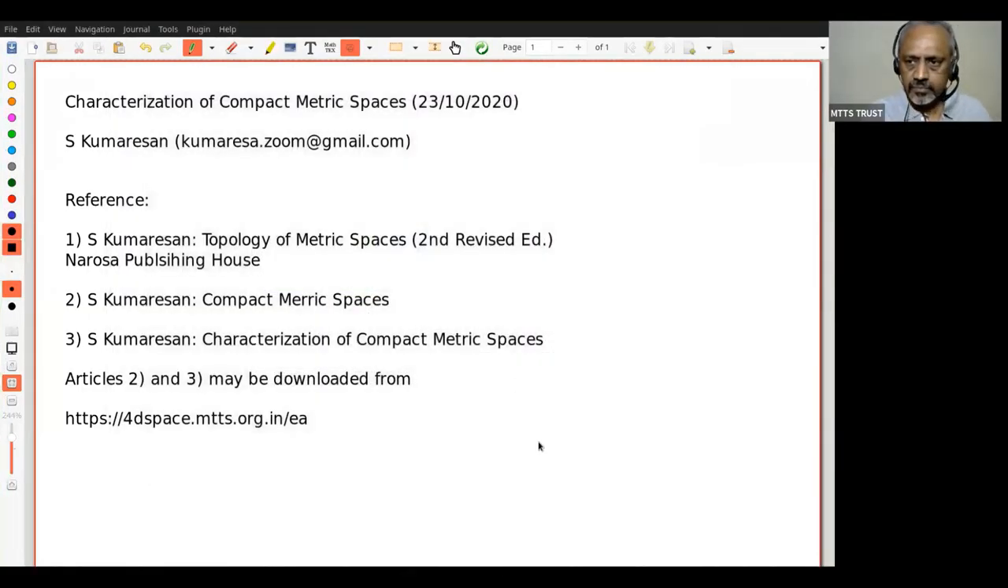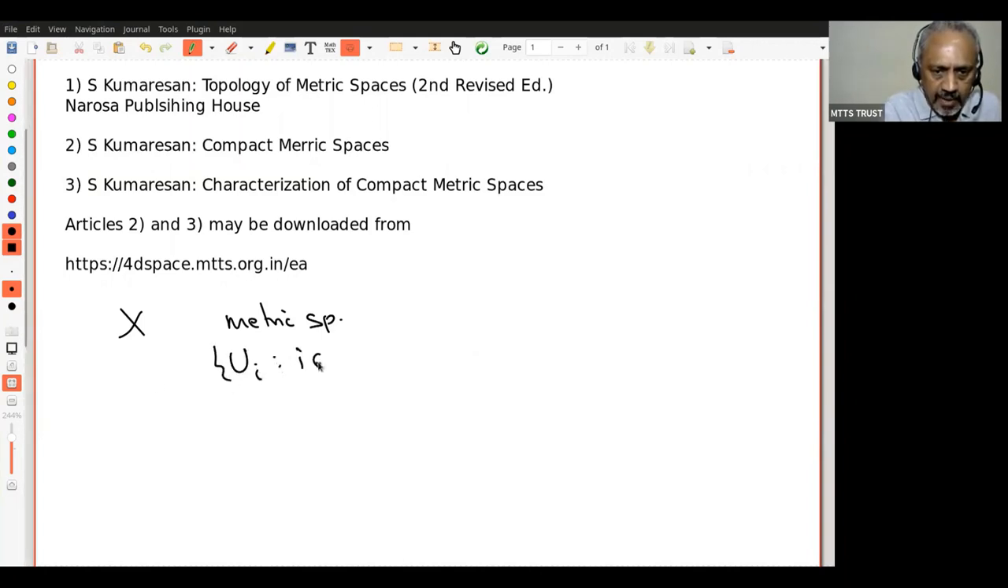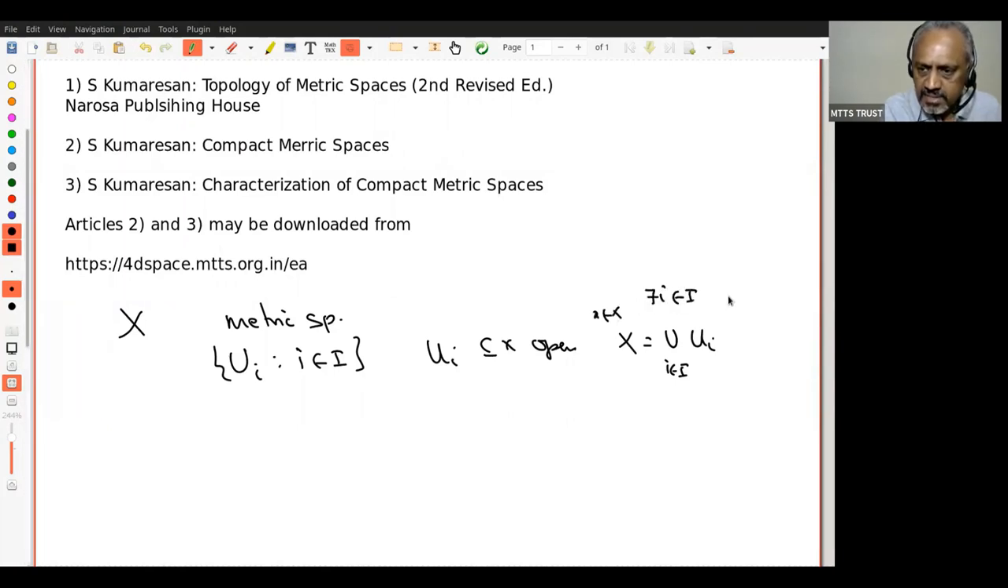Okay, so let us quickly recall some of the definitions which are needed. So X, I will stick to metric space. When do I say it's compact? I have a collection U_i, where i varies over some indexing set I. The U_i are open, and I say it's an open cover if X is equal to the union of U_i, i in I. That means give me any x in X, there is an i in the indexing set so that x belongs to U_i. That's what you mean by X equal to union U_i.